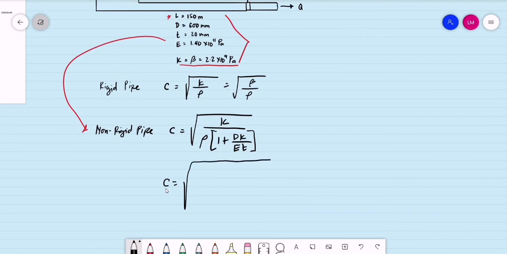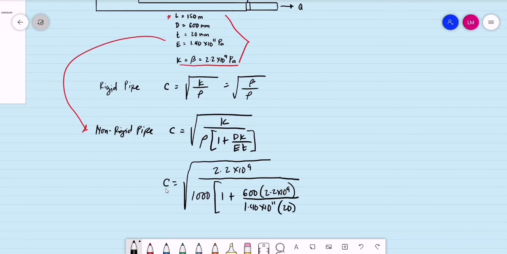So we have the celerity, or yung velocity ng sound na dadaan dun sa tubig, is equal to the square root of 2.2 times 10 raised to 9 all over the density of water, 1,000, multiplied by 1 plus the diameter ng pipe, 600 millimeters, times K, 2.20 times 10 raised to 9 pascals, all over E, 1.4 times 10 raised to 11 pascals, times the thickness, 20 mm. Kapag nag-unit analysis kayo dyan, lahat ng unit ay magka-cancel dito sa loob ng dalawang bracket.